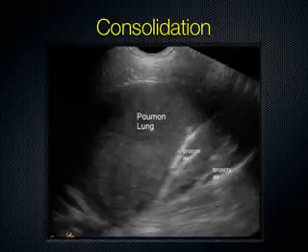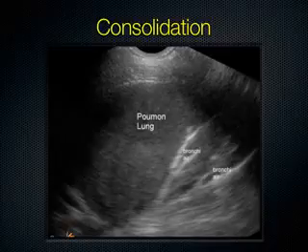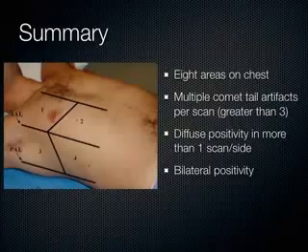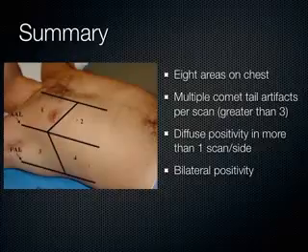Okay, we're going to wrap up. We're going to remind you that you want to scan all areas of the chest. If you are to look for comet tails, you want to look for them diffusely, multiple, going all the way to the edge of the screen. You will not likely see them in our normal models today, but if you want to see them, join us in the ICU any day.